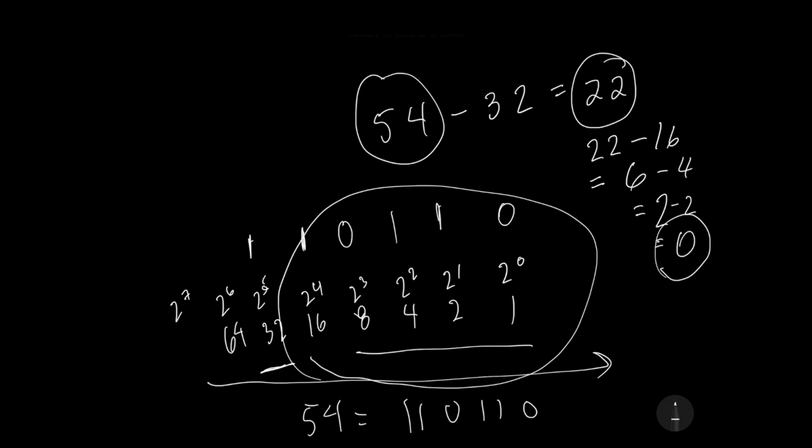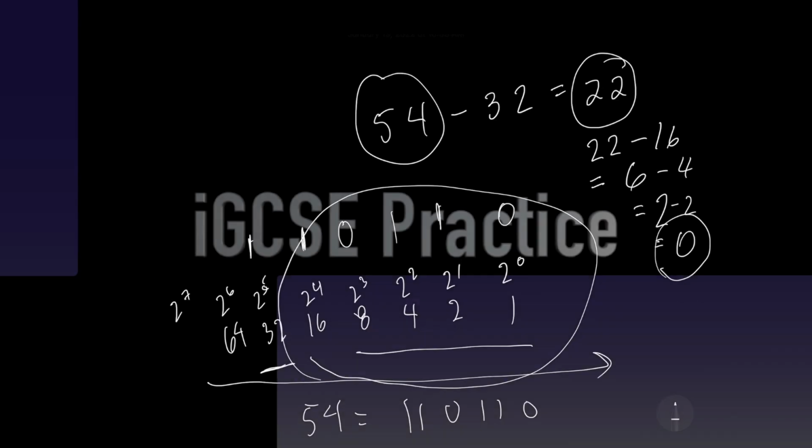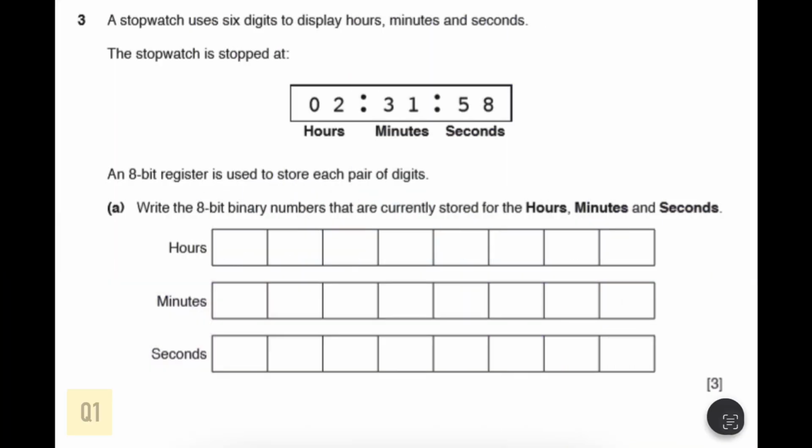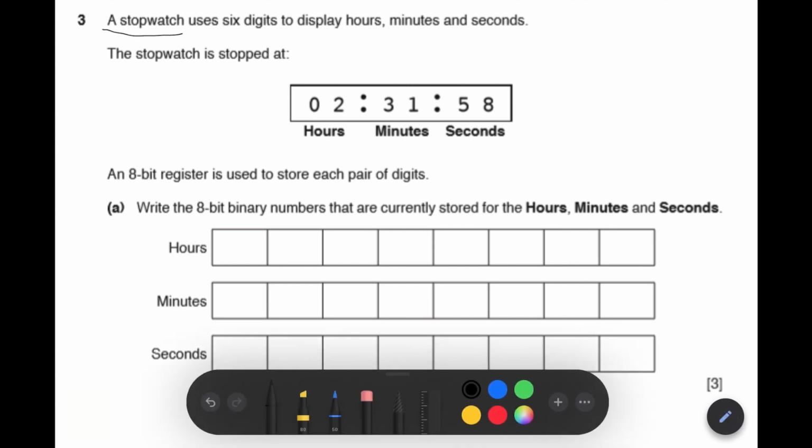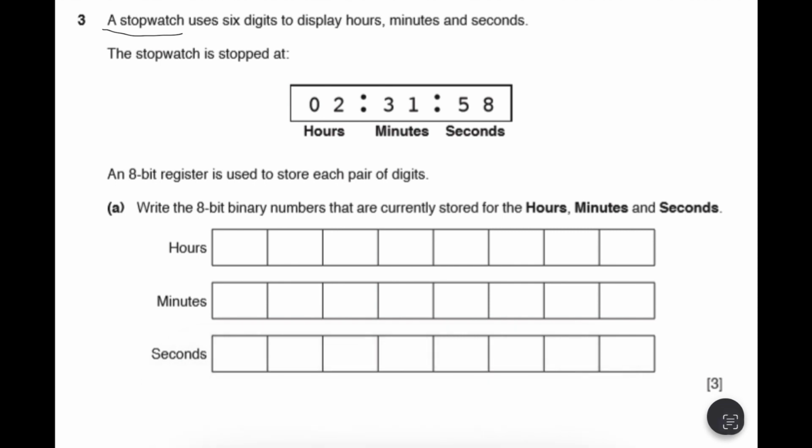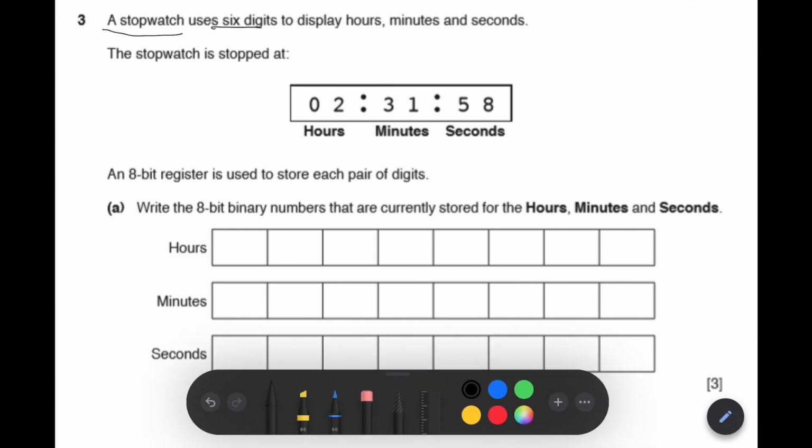Now that we've done this, let's see if we can work with an actual iGCSE exercise. Here we're going to solve a typical iGCSE question, which is taking what we know about binary conversion and using it in a more practical context. Right here we have a stopwatch. A stopwatch is basically like a mini computer, and it uses 6 digits to display hours, minutes, and seconds.